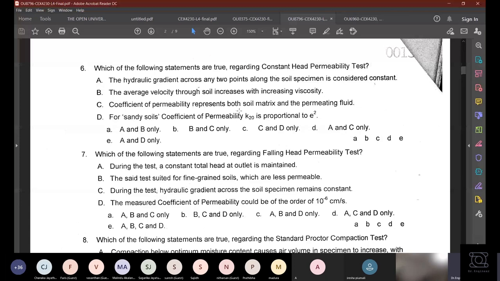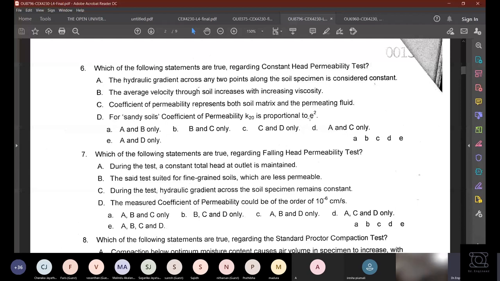I don't remember the person's name. It's in session 17, if I'm right. Some sort of correlation, right? The name, I can't remember it correctly. What is that correlation? Hazen's correlation, right? So that is e cubed, not e squared. So A and C are correct, option D, right?